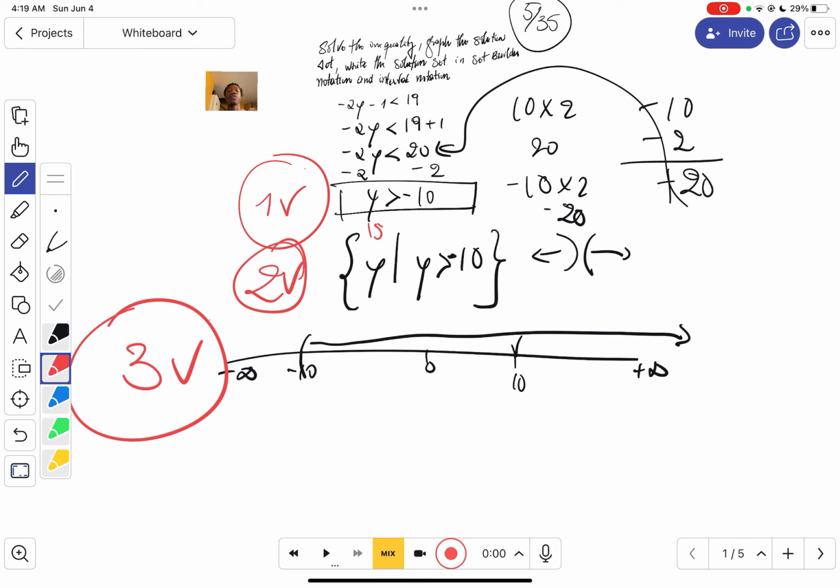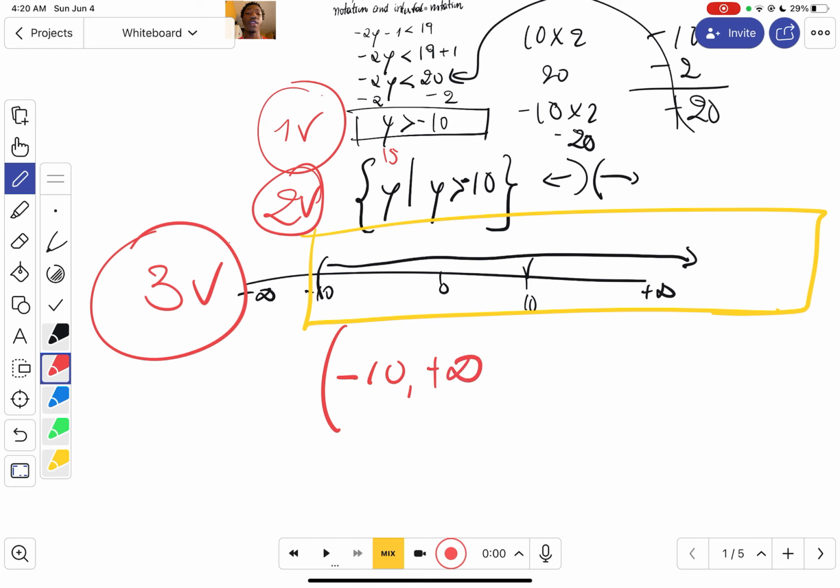By doing negative 10, we won't use brackets because the solution is not included, it's not equal, so we're going to use the parentheses, the way that it is in the graph. This is the reason why it's really important to make the graph, which goes towards the positive numbers, positive infinity, and we know that we never use brackets with positive infinity, so we use parentheses. And that's your first solution.